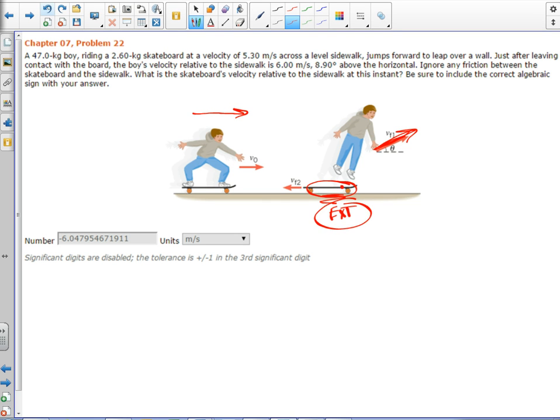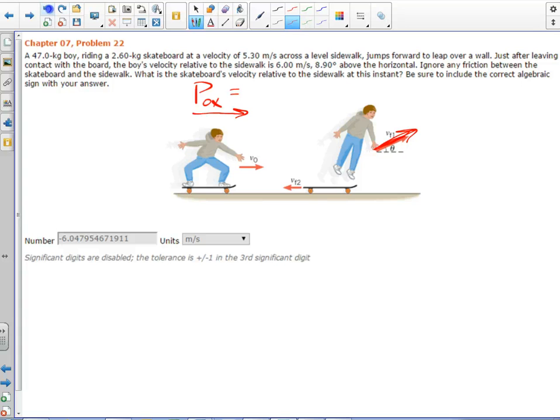So what we're going to need to do in this problem, and there's a couple like this. There's one involving, I think, a mine car with a piece of coal falling in it. There's another one where a girl skips a rock off of a boat. There's similar situations. Let's figure out the initial momentum in the x, which happens to be all in the x.